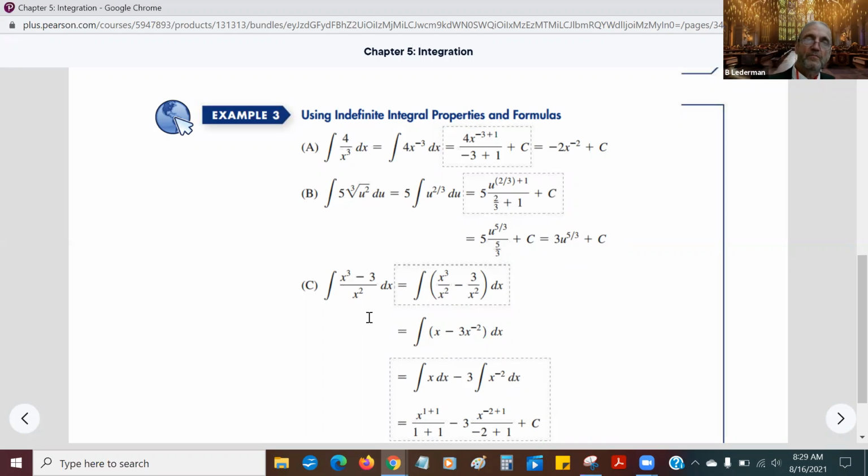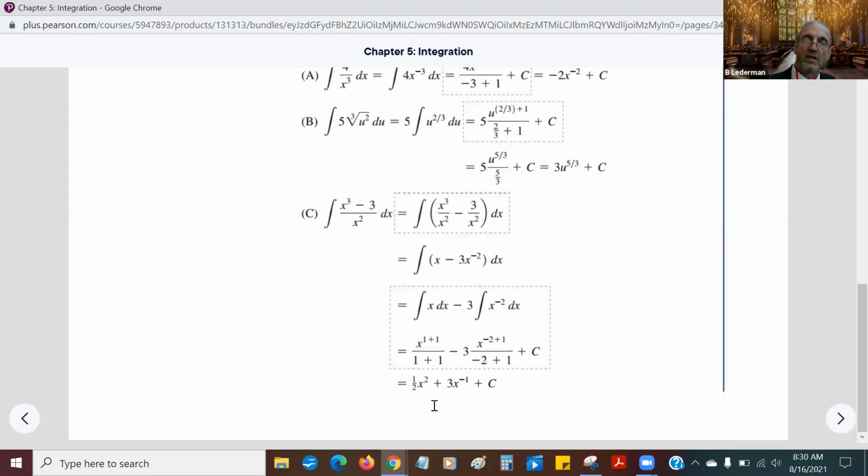Pretty awesome. Now for this one here, it's easier to split this into 2 fractions. So when I split it and then reduce it, I get x minus 3x to the negative 2, which using the power rule gives me these guys here, and then just crunching that down gives me 1/2 x squared, 3x to the negative 1 plus c. And after a while, when you do enough of these, you get the hang of it. You get to a point where you just look at it and see what the answer is going to be.